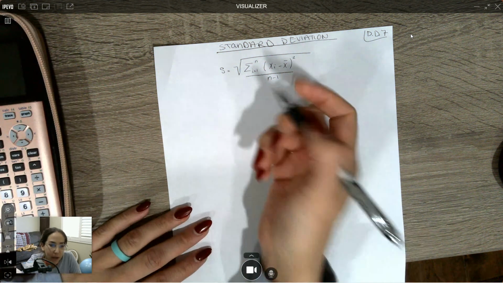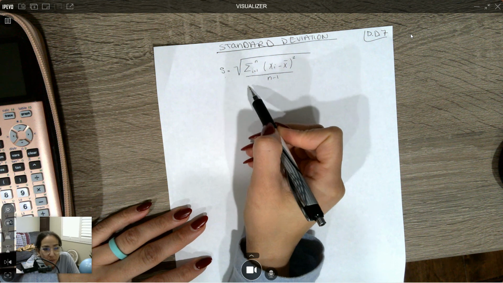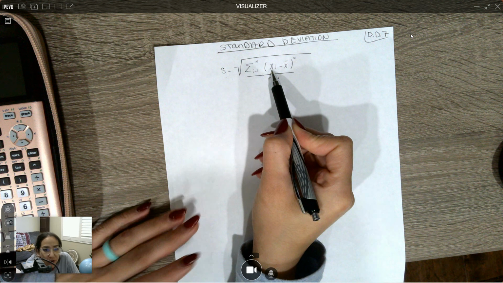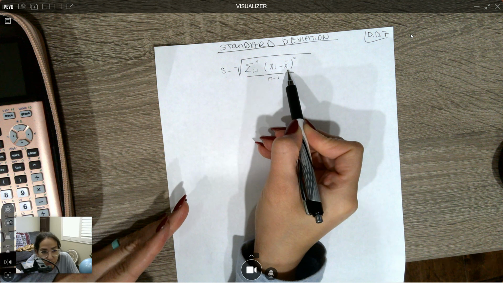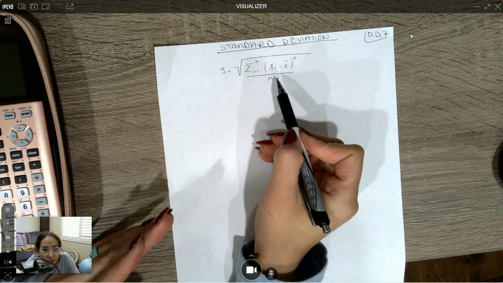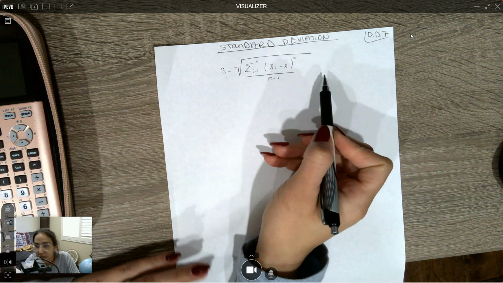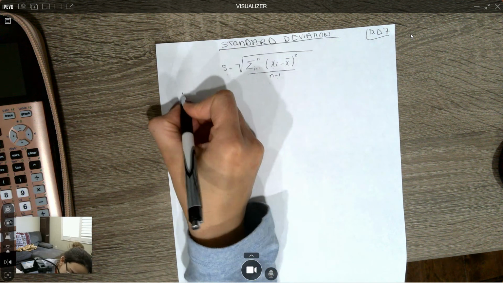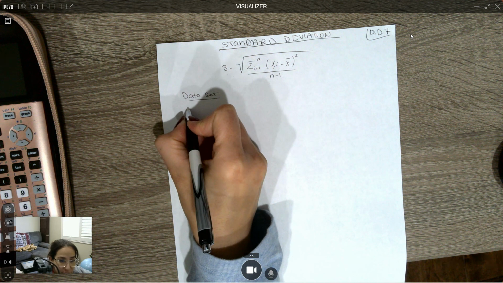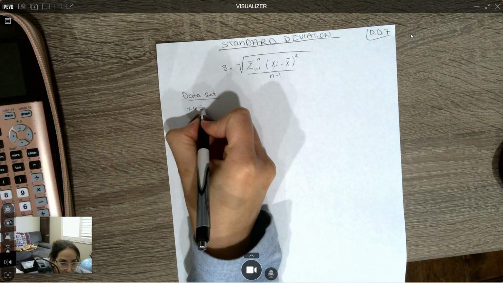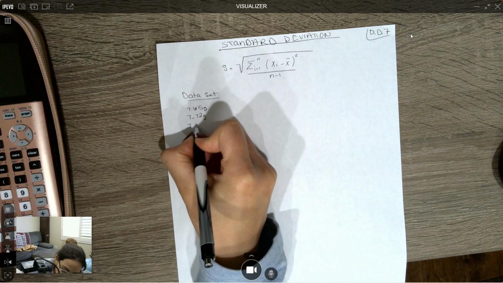Okay. Now, what we have, standard deviation is equal to the square root of the sum of, what do we have here? Our data minus what seems to be the average of our data squared divided by the number of data sets we have minus 1. All right, so let's look at this data set here. We're given the following data sets. We're given 7.65 grams, 7.72 grams, and 7.64 grams.